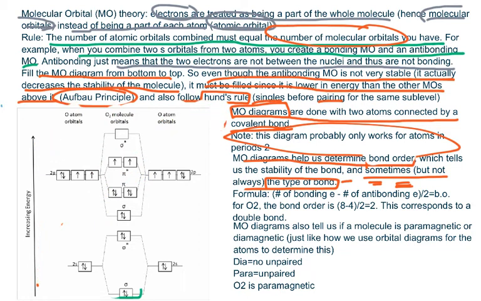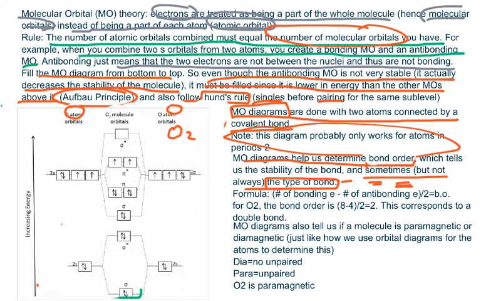So this MO diagram is showing O2, and O is on this side and O is on this side. And notice how we're only looking at the 2s and 2p levels. So because we're only looking at those two levels, then we're technically just looking at the valence electrons if you think about it.